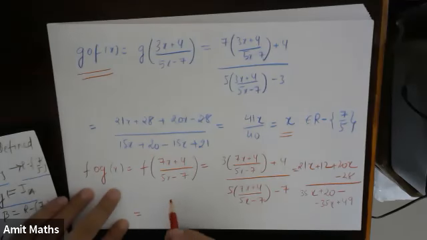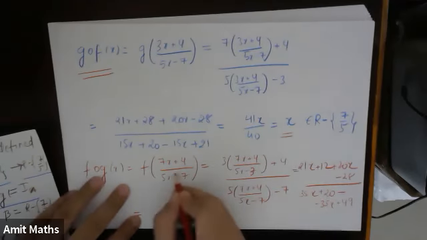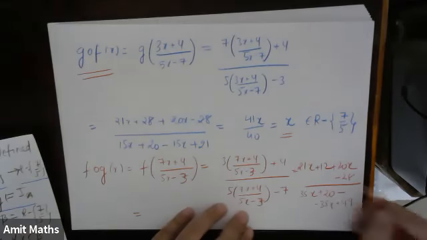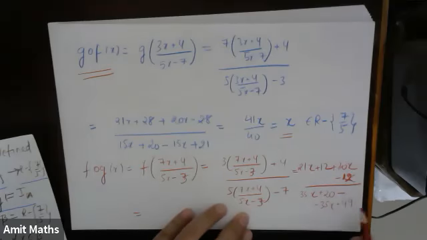So this again will be equals to 21 plus 5x minus 3. Sorry, this is 5x minus 3. So this is 4 3s are 12. And this is 7 3s are 21. Okay.